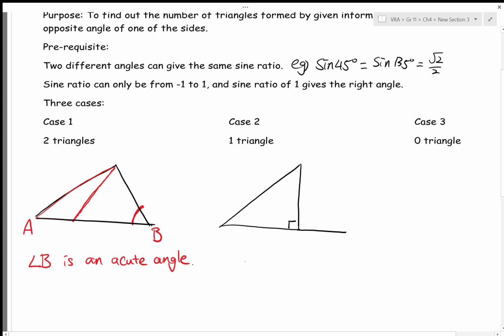So when the angle B, I'm going to call this one angle B again, and angle A here again, is a right angle, then there's only one triangle, okay?